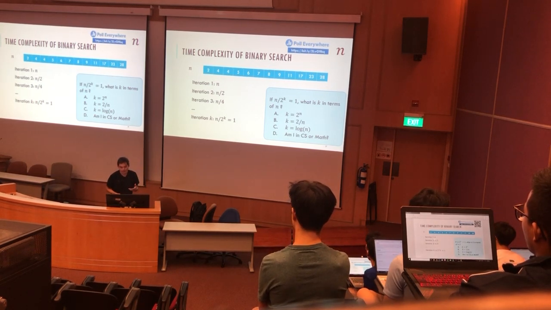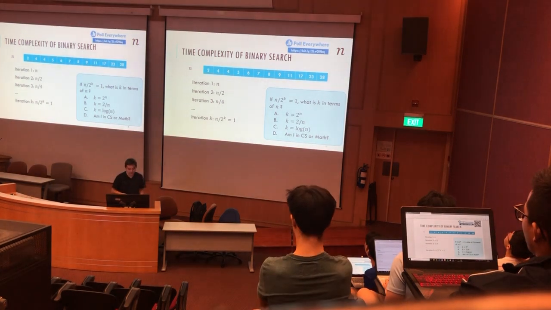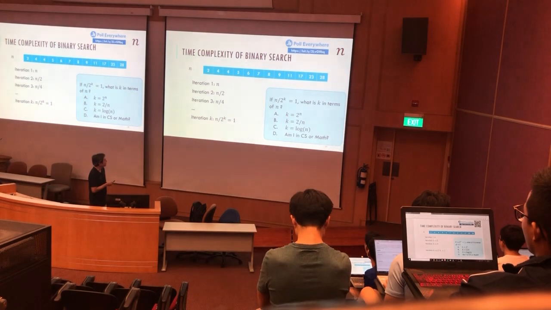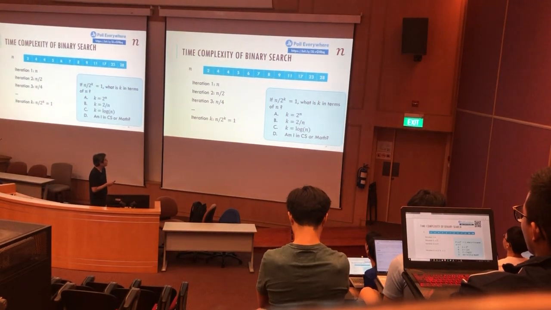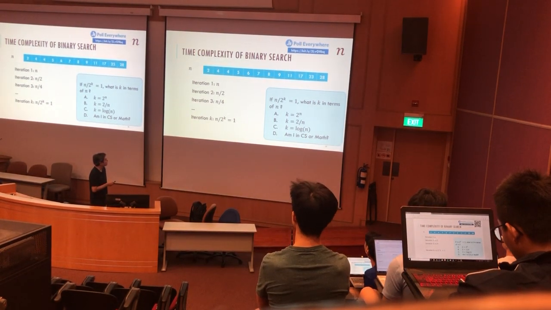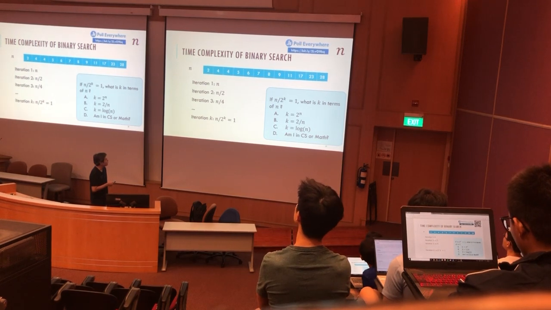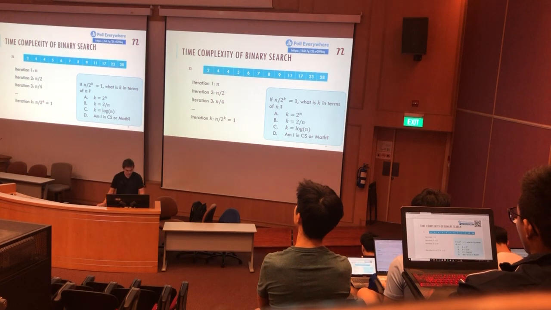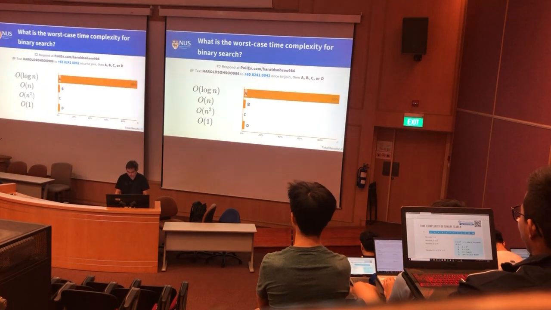Alright, so let's try this out. If this is the formula, n over 2 to the power k, you can see this evolution, to the 1, to the 2, all the way to the k, and we want to set up this equation where n divided by 2 to the power of k equals 1. So if this is true, what is k in terms of n? Is it 2 to the power of n, 2 over n, log n, or don't know, I'm in CS or math? So let's have a look.